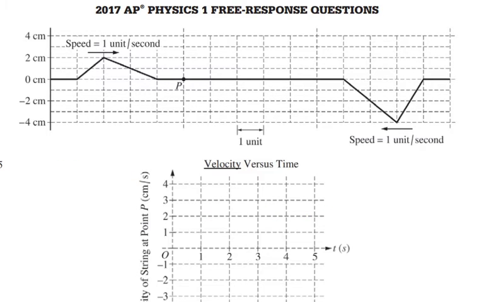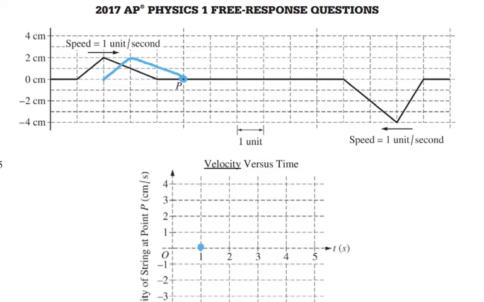Let's assume that when point P is moving up, it moves in the positive direction, and when point P is moving down, it's moving in the negative direction. Because the speed is 1 unit per second, in 1 second the left wave is going to be in this position. So in 1 second, point P is at 0.